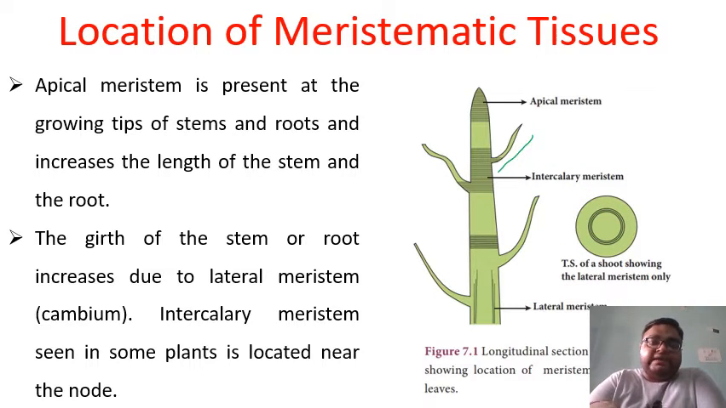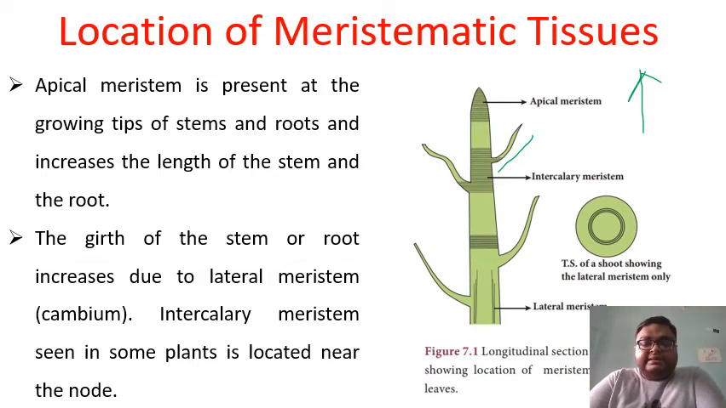Till now, we have studied that there is a tissue in the plant that makes it grow, and the name of that tissue is meristematic tissue. Very good. These meristematic tissues are of different types, namely the apical meristem, intercalary meristem, and the lateral meristem. The apical meristem is present on the tips of the root and the stem, and its main function is increasing the length.